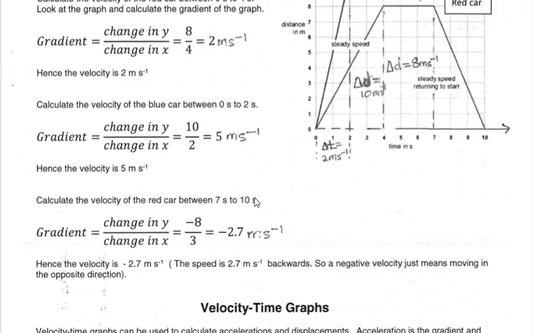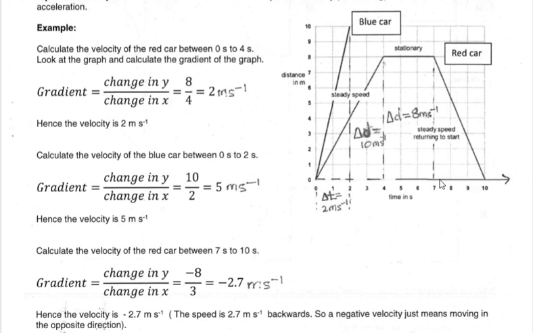Calculate the velocity of the red car between 7 to 10 seconds. There's 7 seconds, there's 10 seconds, so the red car is going down from 8 meters to 0 meters. So therefore, there is a deceleration, or you could say a negative acceleration. So if it's distance, we're talking about going backwards, or if it's displacement here, then we can be talking about a deceleration.